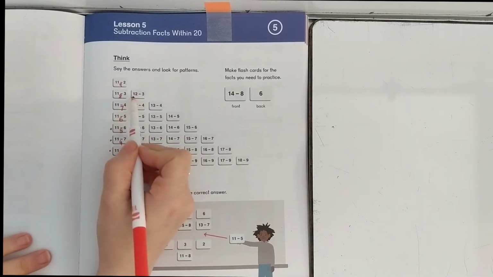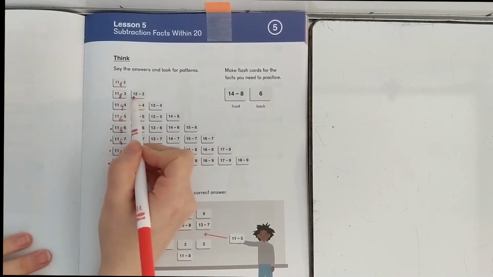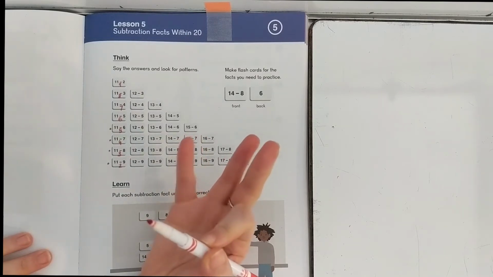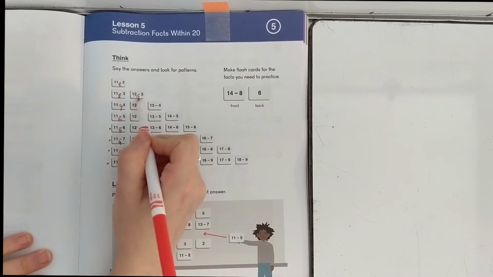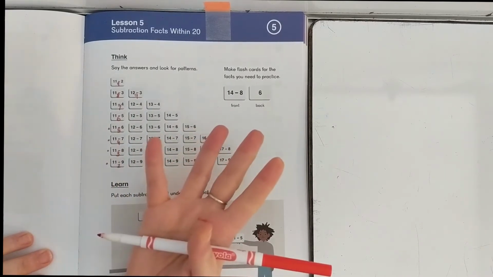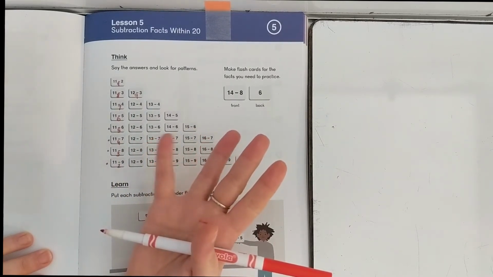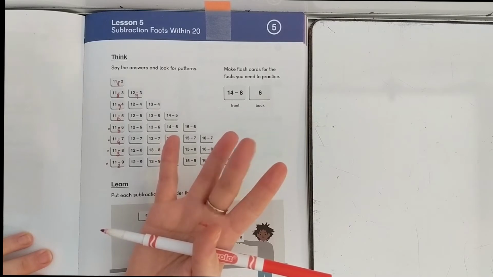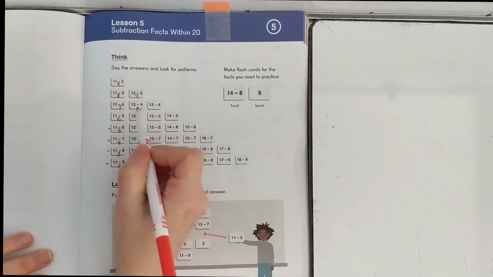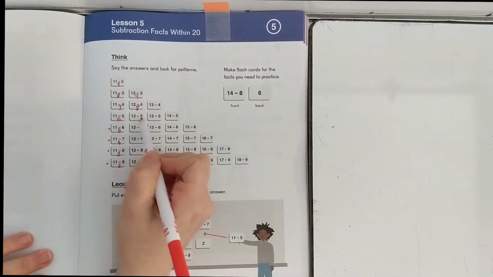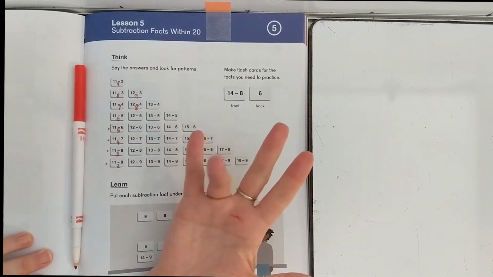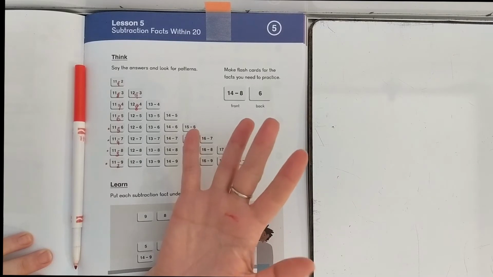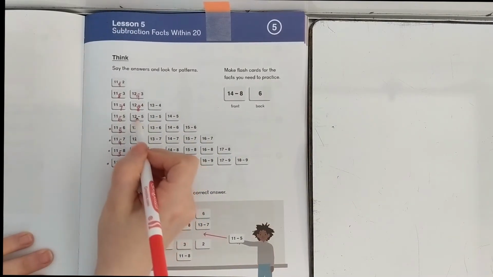I'm going to do 12 minus 3. 12, count back 3 times. 12, 11, 10, 9. So I'm going to write down my 9. 12 minus 4. 12 in my head. 11, 10, 9, 8. 12 in my head minus 5. 12, 11, 10, 9, 8, 7. I'm going to write my 7.